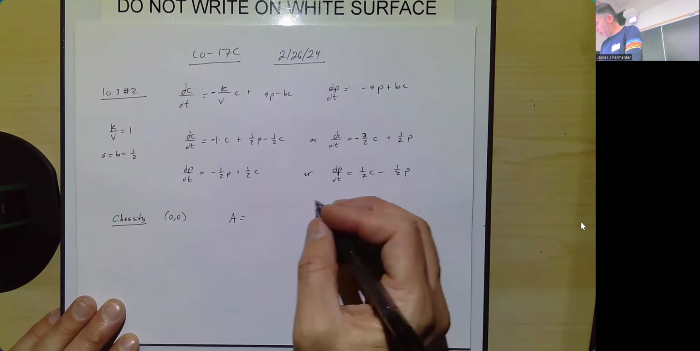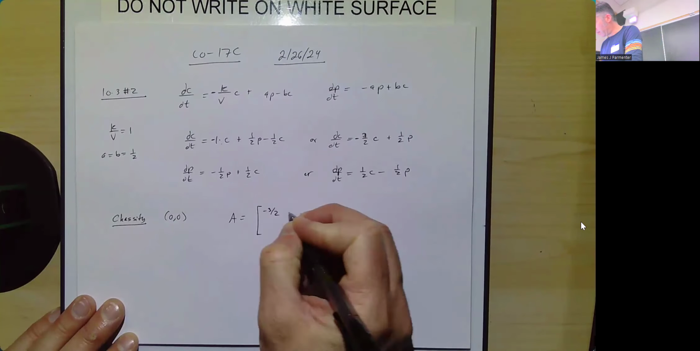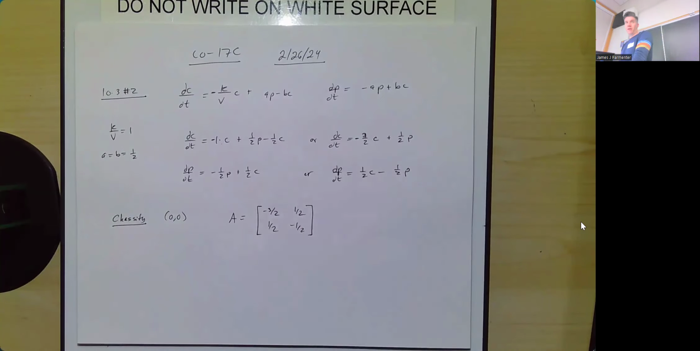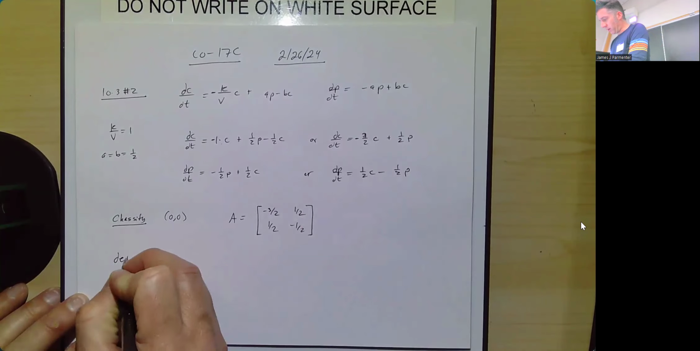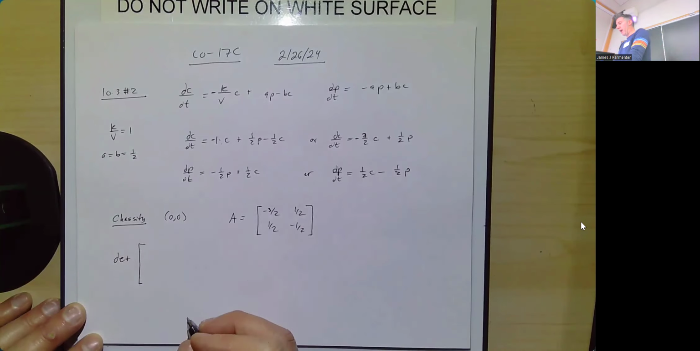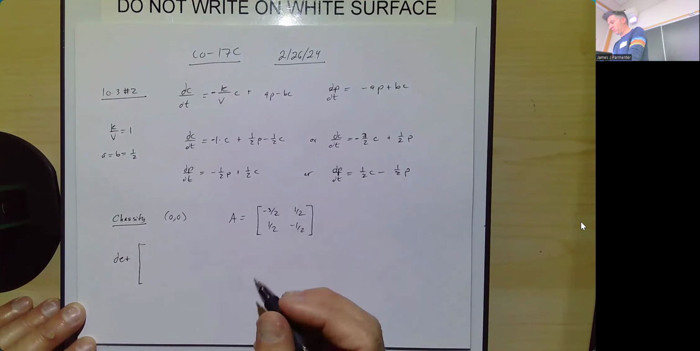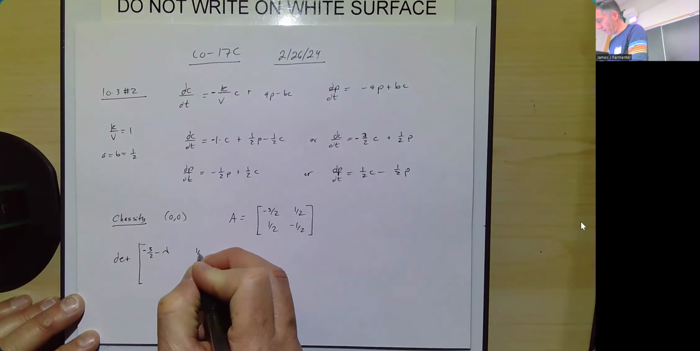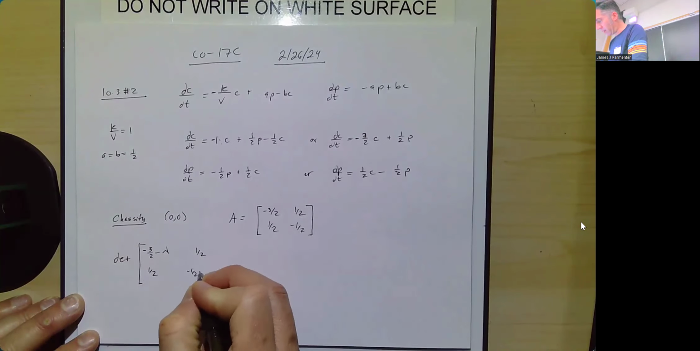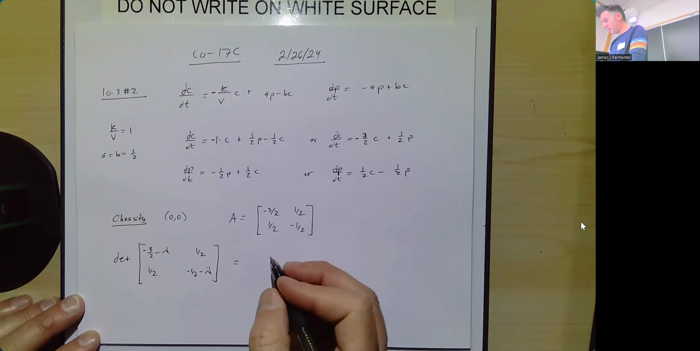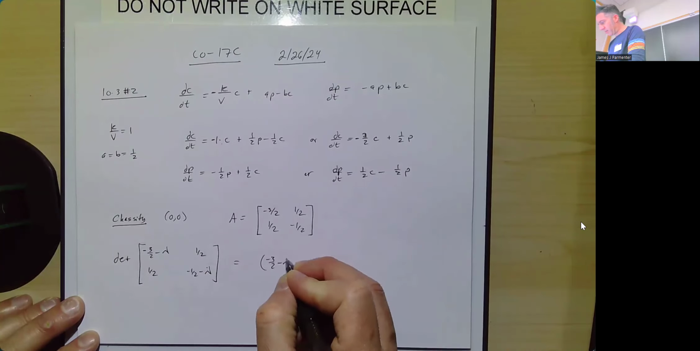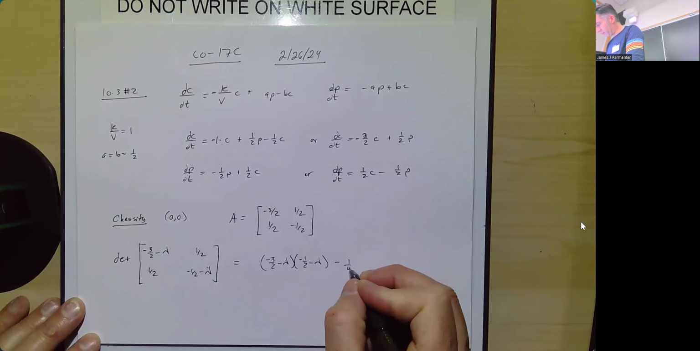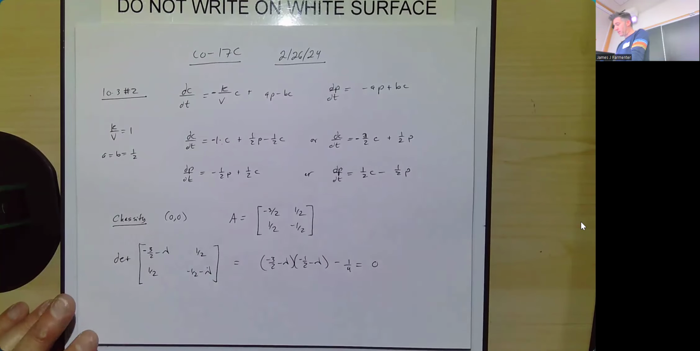So our matrix A is negative 3/2, positive 1/2, 1/2, negative 1/2. So to find our eigenvalues, determinant of A minus lambda I. I feel like you can stop writing the A minus lambda I and actually just do your matrix minus lambda in the diagonals. So negative 3/2 minus lambda, 1/2, 1/2, negative 1/2 minus lambda. That's going to be negative 3/2 minus lambda times negative 1/2 minus lambda minus 1/2 times 1/2 equal to 0.